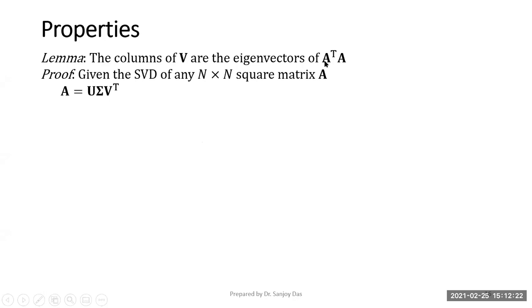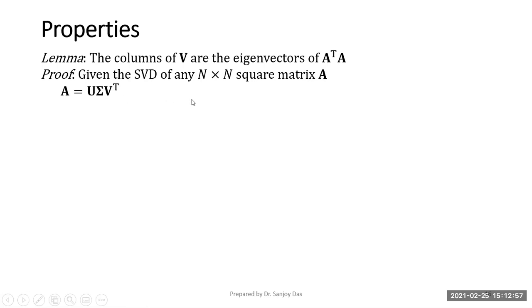A transpose A. So we have a tall matrix A, an M by N matrix A. Then A equals U sigma V transpose. I'm choosing a tall matrix because then A transpose A would be N by N. If A were M by N, A transpose A would be N by N. And so this is the reduced SVD.